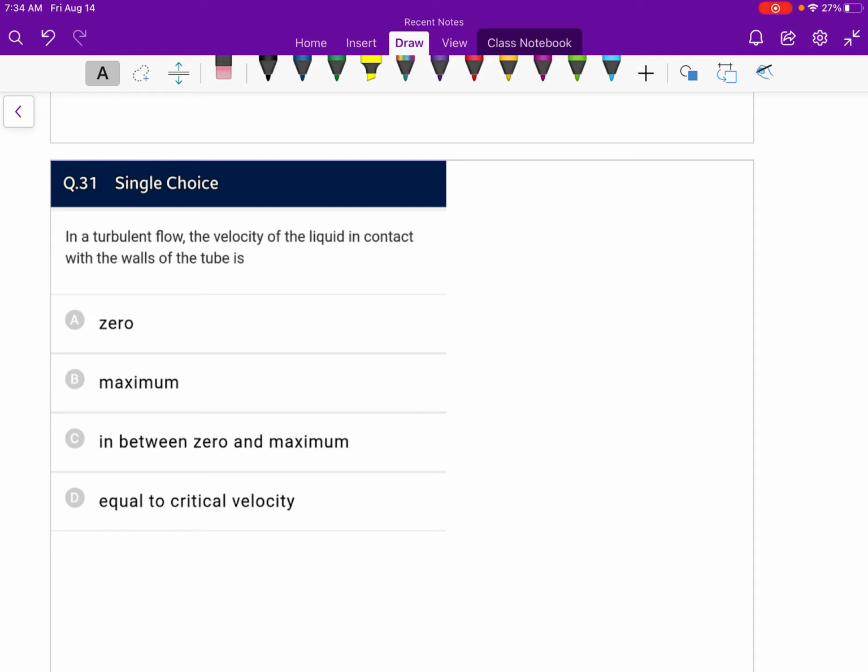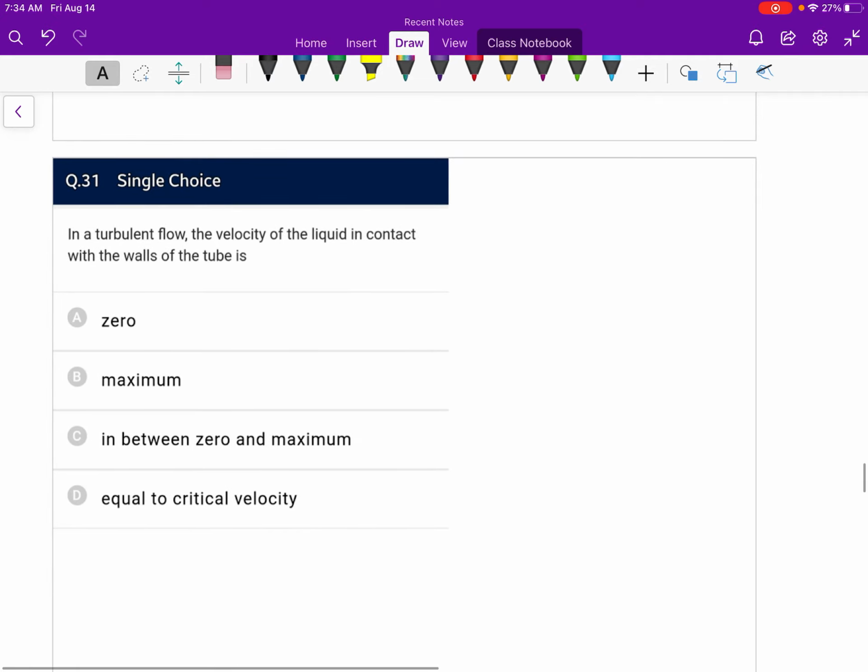Beyond 2300 to something, the flow is transient between laminar and turbulent, and beyond that, the flow is turbulent. But in turbulent flow, the velocity of the liquid in contact with the walls of the tube... So near the walls of the tube, a very thin layer of fluid has streamlined flow. So there the velocity is equal to critical velocity. Okay, but this is beyond our syllabus. You can leave this question, no worries.